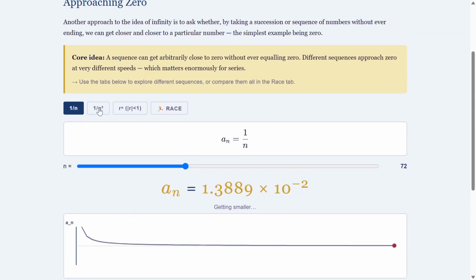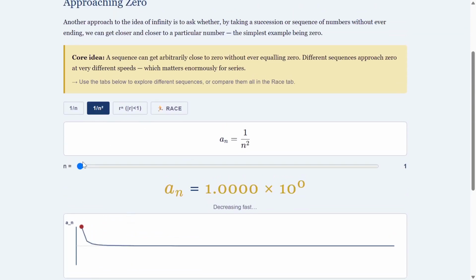Another example is 1 over n squared. And again, if we start with n is 1, 1 over 1 squared is 1. Then as we increase n, the value of 1 over n squared is getting smaller.